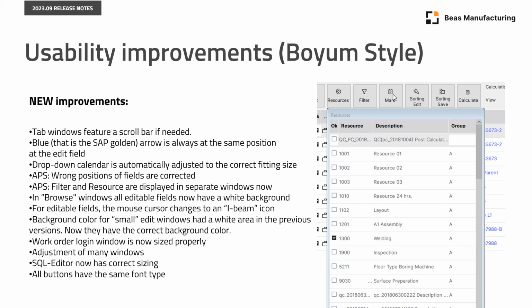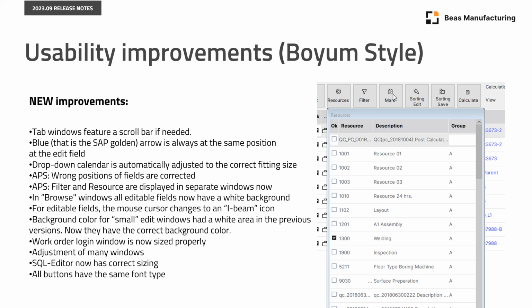The following enhancements have been added to the usability of the new Boyum style theme. The blue, that is the SAP golden arrow, is always at the same position at the edit field. The drop-down calendar is automatically adjusted to the correct fitting size. In APS, the wrong positions of fields have been corrected, and also in APS, filters and resources are displayed now in separate windows. In the Browse windows, all editable fields now have white background.